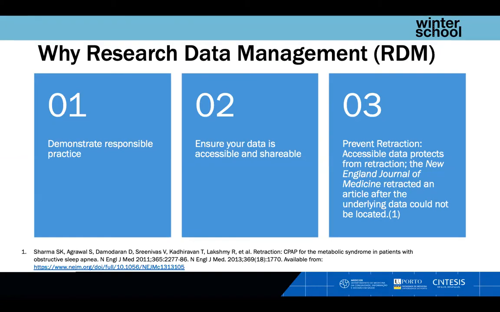So one of the main objectives is also to ensure that this data is accessible and shareable, and also to prevent retraction. There is one case where a publication from the New England Journal of Medicine was retracted because the underlying data that was part of that article could not be located. So the reviewers were not able to determine if the conclusions of that paper would be reproducible or not.